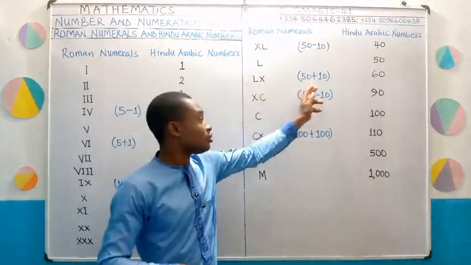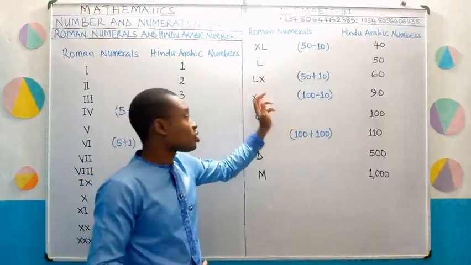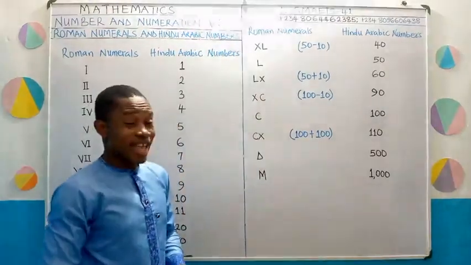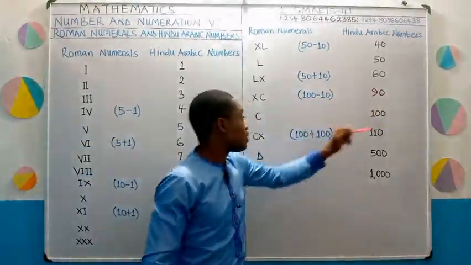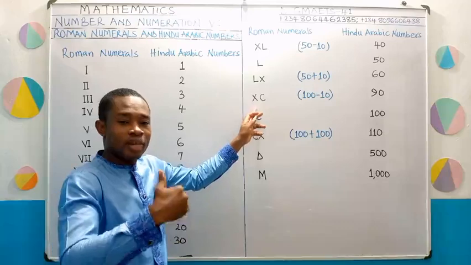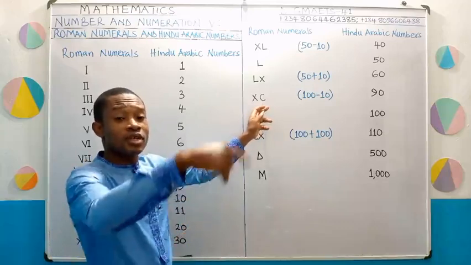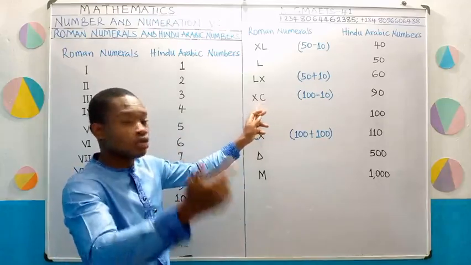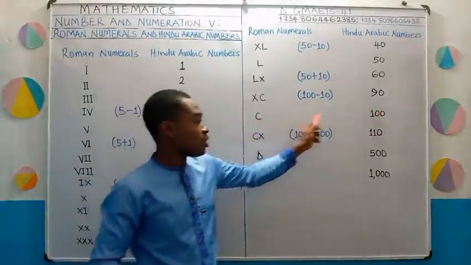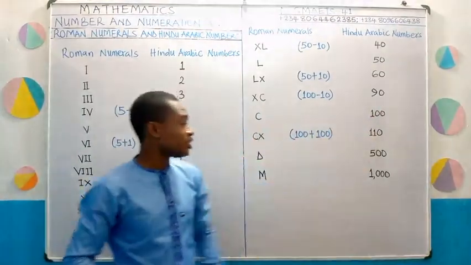LX, you do your addition because the smaller number comes after the bigger one. Alright, the smaller numeral here came after the bigger one, which is L. So you do 50 plus 10, 60. XC, X is a smaller numeral. It appeared before the bigger one, C. So you're going to do C minus X, of course, 100 minus 10. That gives us 90. C is 100. CX, you add up 100 plus 10, you get 110.